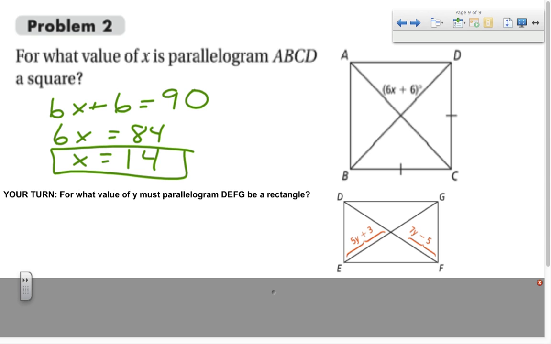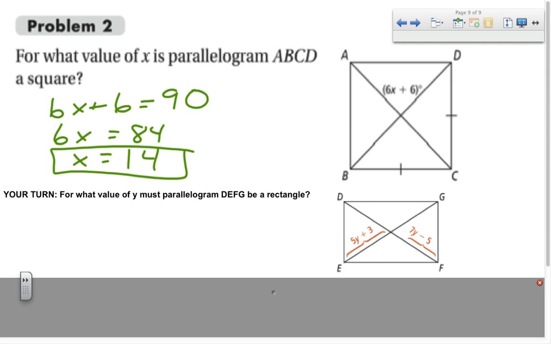Did it want me to plug that back in somewhere? Nope. Just what is the value of x? It's just using a property of a square. And like I said, Mrs. Clouse, you didn't give me any properties of a square. However, I told you anything that's true about a rectangle or a rhombus is true in a square. Well, a rectangle tells me that the diagonals are congruent, doesn't tell me anything about that angle. A rhombus, however, tells me that those diagonals are perpendicular, and I need to make the connection that means it's a 90-degree angle.